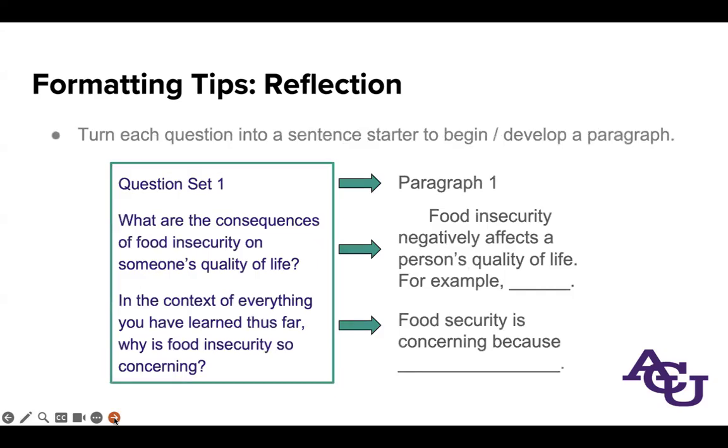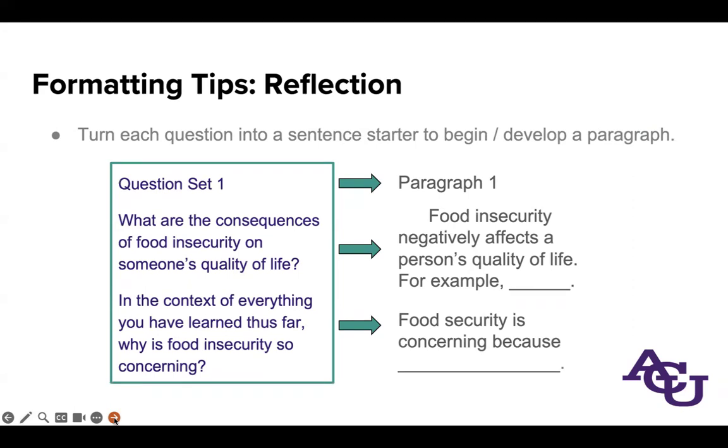Because they've given you really detailed questions to answer in the reflection, you could use the strategy of turning each question group into a paragraph to organize it, and then using each question to make a sentence starter. For instance, this is the first question set on the left of the slide. What are the consequences of food insecurity on someone's quality of life? And in the context of everything you have learned thus far, why is food insecurity so concerning?